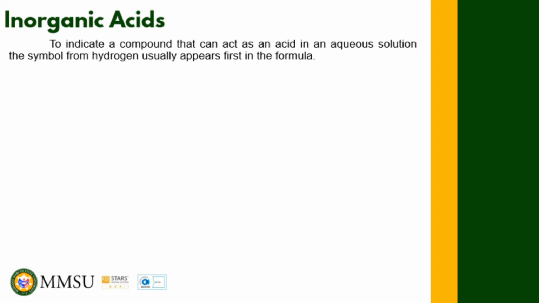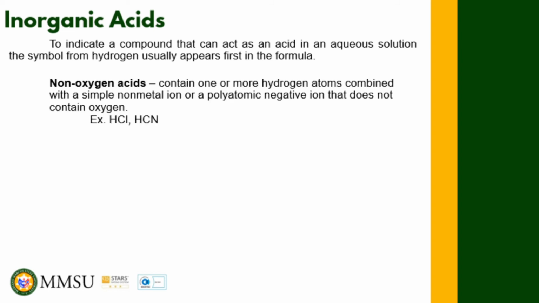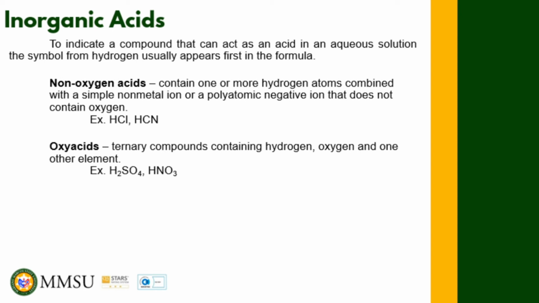And there are two major classes of inorganic acids, those that lack oxygen atoms and those that include oxygen atoms. So which is the non-oxygen acids and the oxyacids. So for the non-oxygen acids, it contains one or more hydrogen atoms combined with a simple nonmetal ion or a polyatomic negative ion that does not contain oxygen. So example, HCl and then HCN.